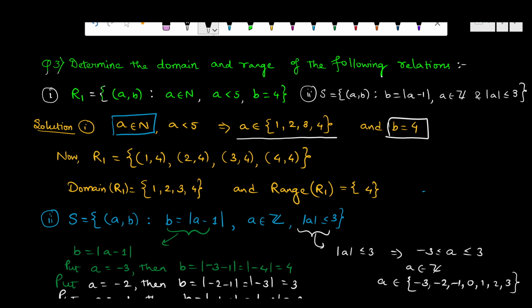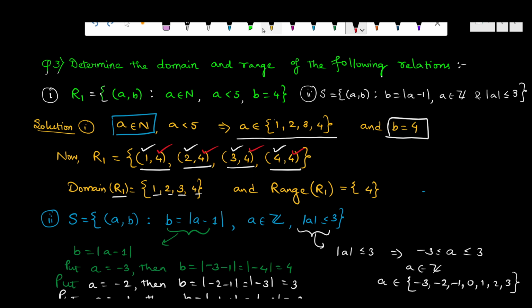So we write the relation as (1, 4), 1 maps to 4, (2, 4), (3, 4) and (4, 4), right? So the domain of R1 is what? The set of all first components, that is 1, 2, 3 and 4, and the range of R1 is what? The set of all second components, which is the singleton set {4}, right?